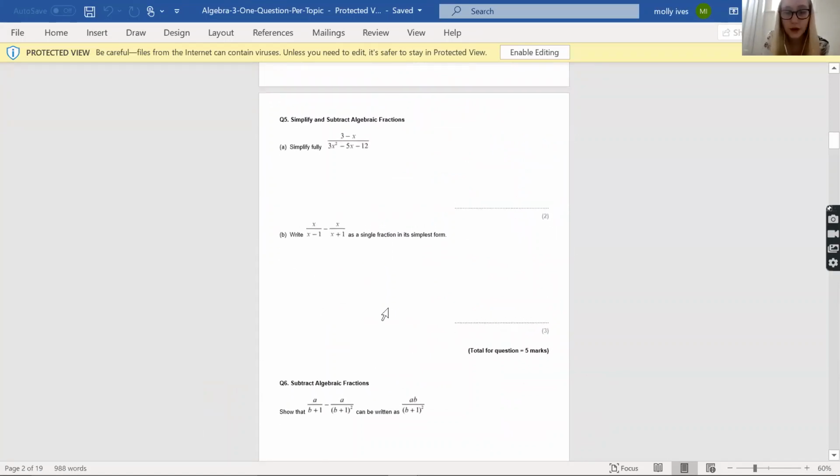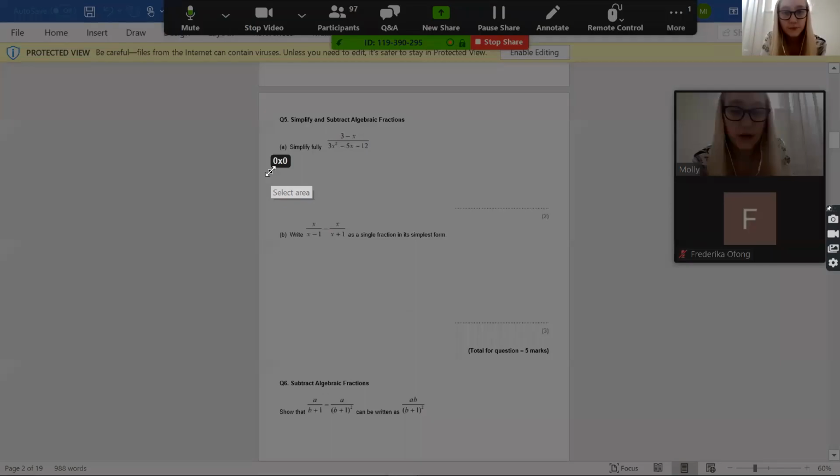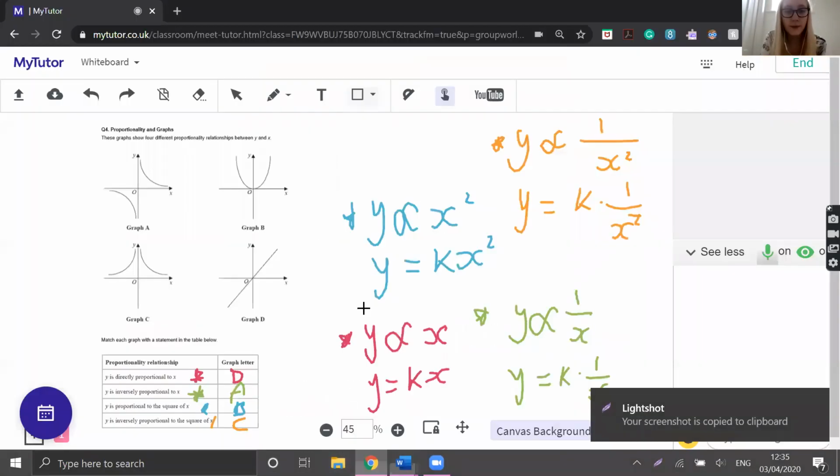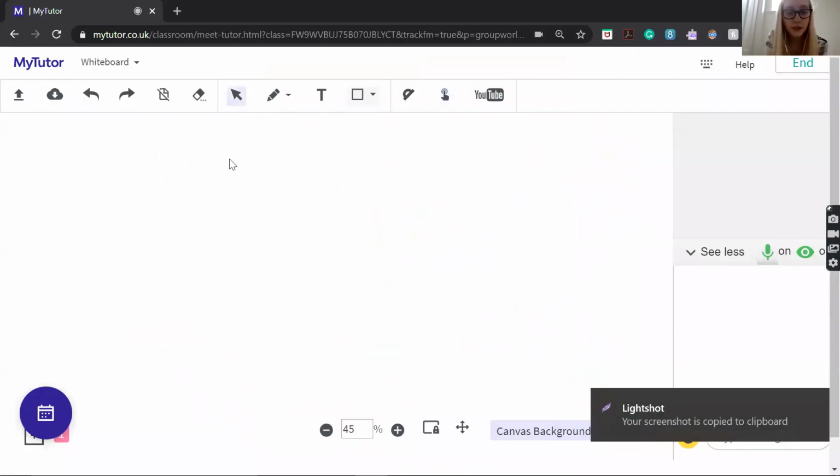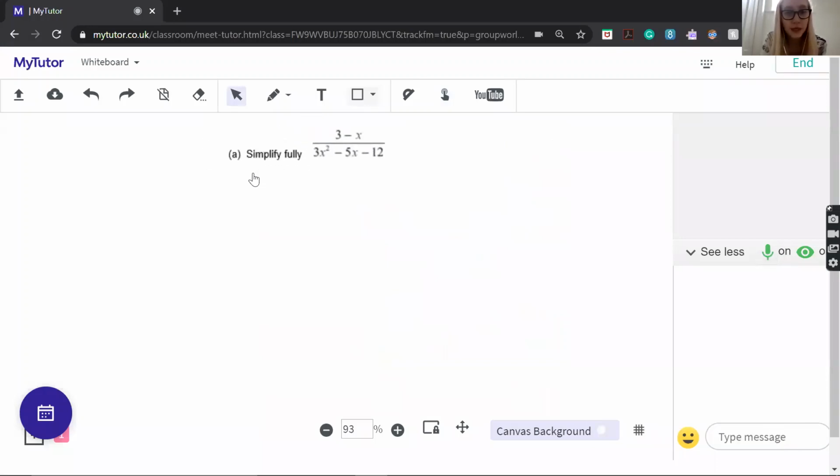And we're going to have a look at some other questions. Here's quite a typical algebra exam question. One like this. So this says, simplify fully (3 minus x) over (3x squared minus 5x minus 12). So at first sight, this doesn't really look like we can simplify this at all. Like, what can we cancel? What can we do to this? Does anybody have any ideas about what we could do for this question?